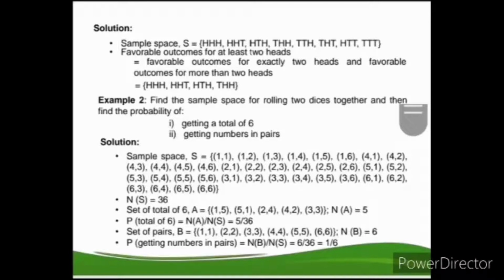Favorable outcomes for at least 2 heads. Favorable outcomes for exactly 2 heads and favorable outcomes for more than 2 heads. We have S = {HHH, HHT, HTH, and THH}.